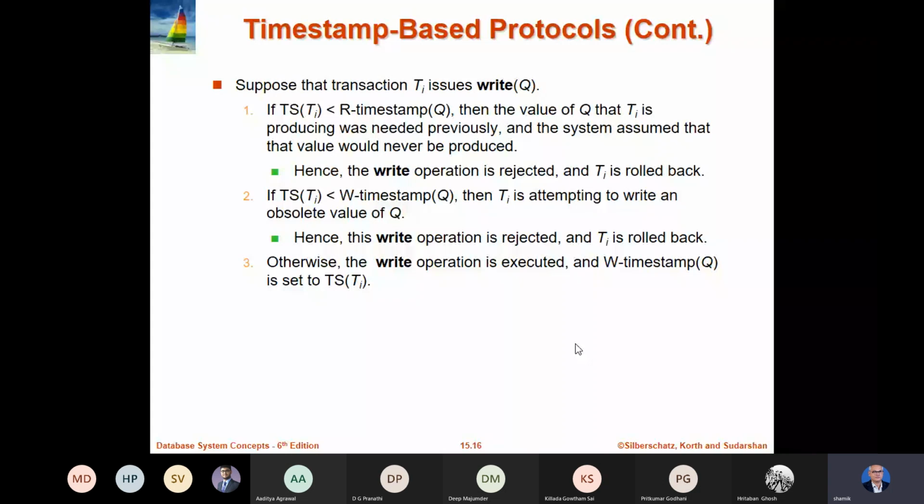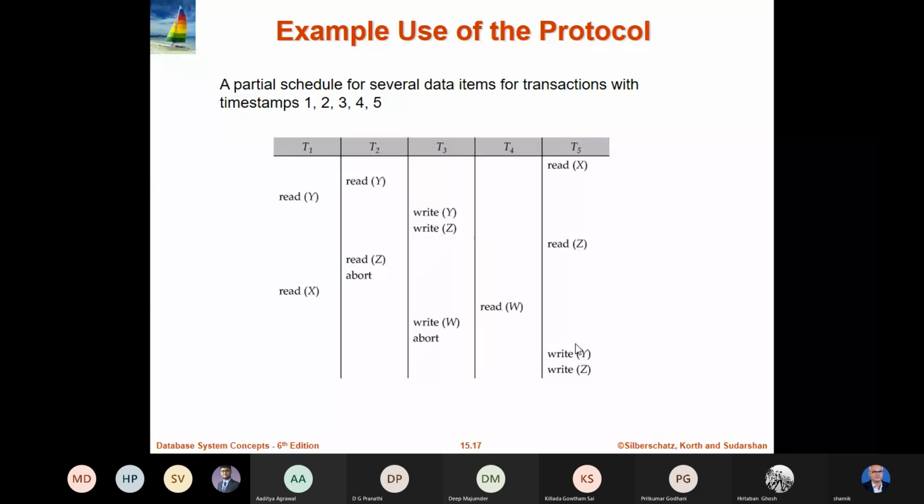That's all. Now if we consider this type of schedule for several data items, for transactions with timestamps 1, 2, 3, 4, 5, you can see that the timestamps of T1 to T5 are 1, 2, 3, 4, 5. T5 does a read X, then T2 does a read Y, then T1 does a read Y. As T5 does a read X, the read timestamp of X will be set to 5, which is the timestamp of T5. When T2 does a read Y, the read timestamp of Y will be set to 2. And when T1 does a read Y, it is of course reading, but the read timestamp of Y will still remain that of T2, that means it will still remain at 2.